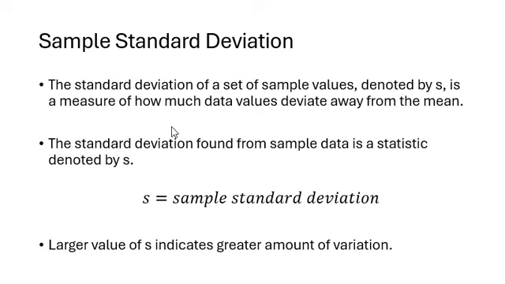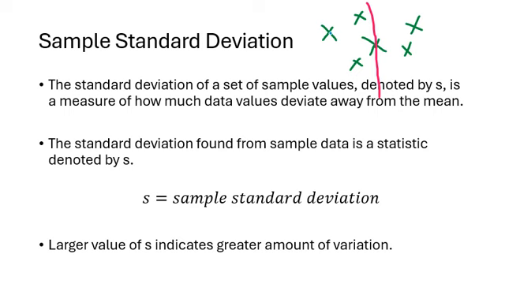Then we have sample standard deviation. Standard deviation is just a measure of how much data values deviate away from the mean. It's a measure of how far it is from the mean. Let me draw that for you. If you have data here and there, and here, so you have all the little data points in your data set. At one point you calculate the mean, and let's say your mean is around here.